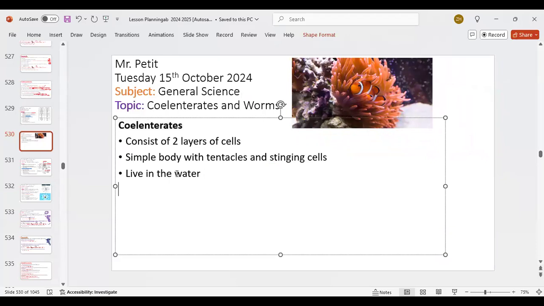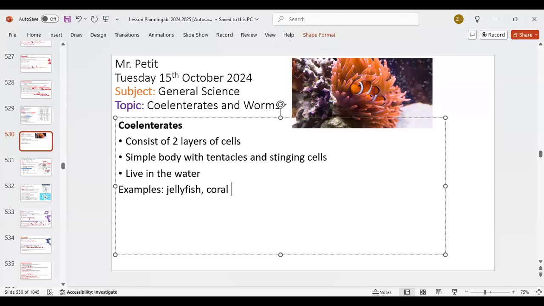Now give me some examples of coelenterates. Jellyfish. What else? Coral. A stingray is not a coelenterate. What is a stingray, by the way? It's not a mammal.